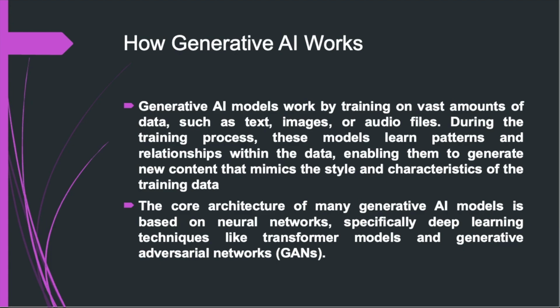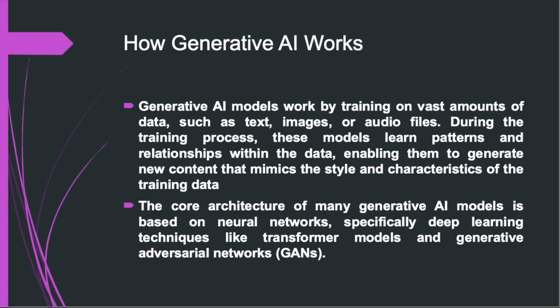First, these models are based on neural networks, which are computational systems inspired by the human brain. Neural networks consist of layers of interconnected nodes or neurons that process data in a way that allows the system to learn and recognize complex patterns.